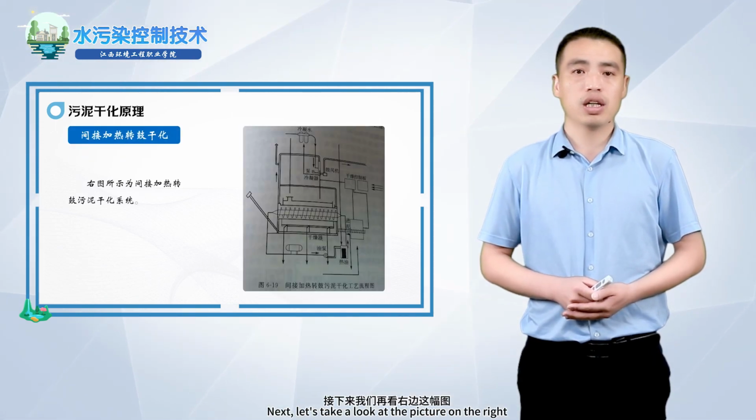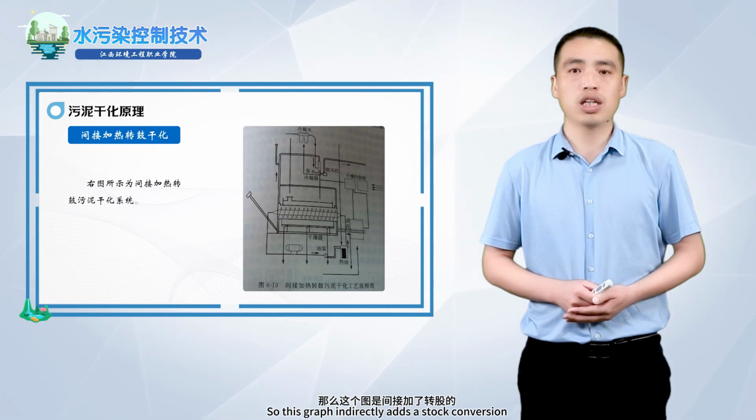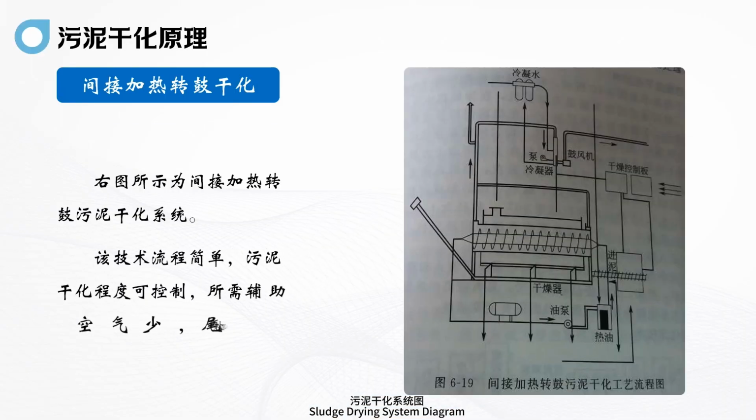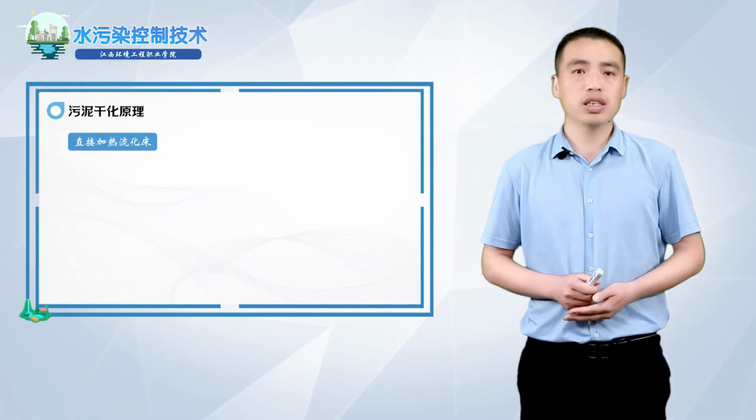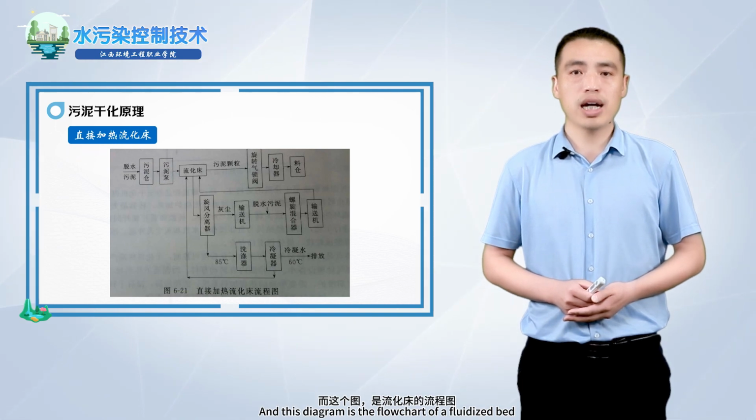Next, let's take a look at the picture on the right. This graph is the indirect heating sludge drying system diagram. Its technical feature is that the process is relatively simple and the dryness of the sludge is controllable. The product at the end of the dryer is powdery, less auxiliary air is required, and the exhaust gas treatment equipment needed is small. But there are rotating parts inside the drum, so the volume of the sludge channel is relatively small, and the equipment occupies a relatively large area. Rotating components require regular maintenance. At the same time, a separate heating system is also required, with high energy consumption.